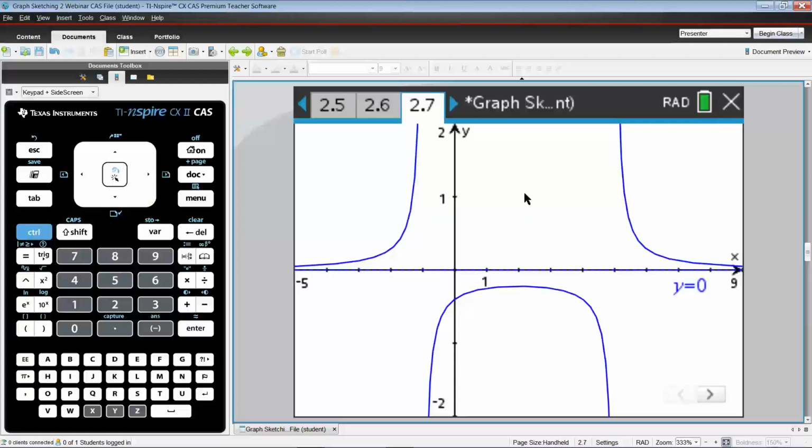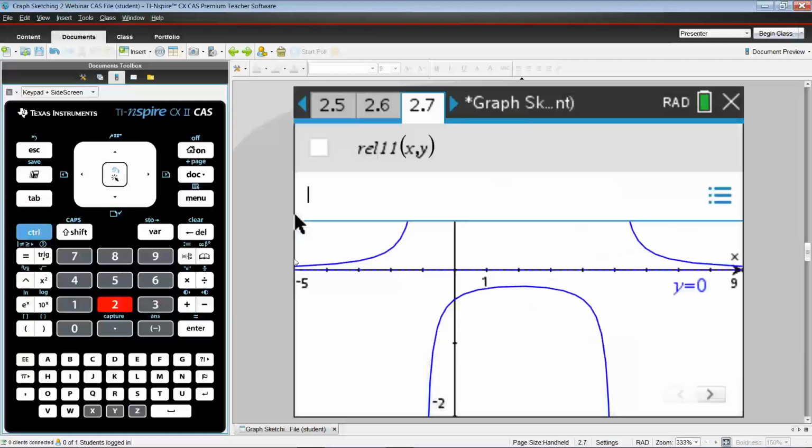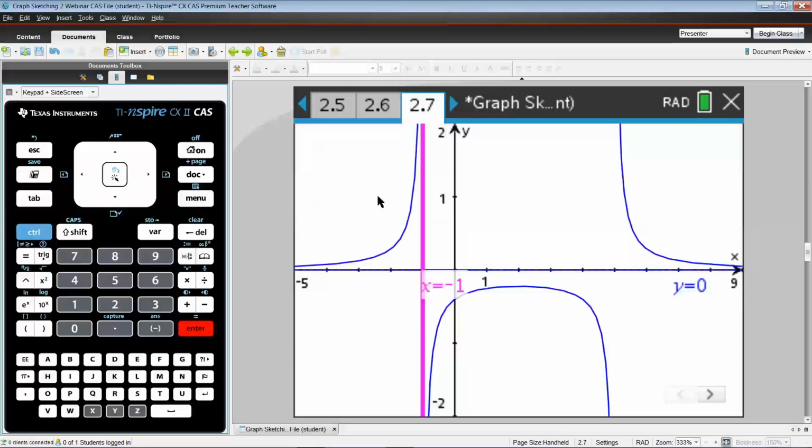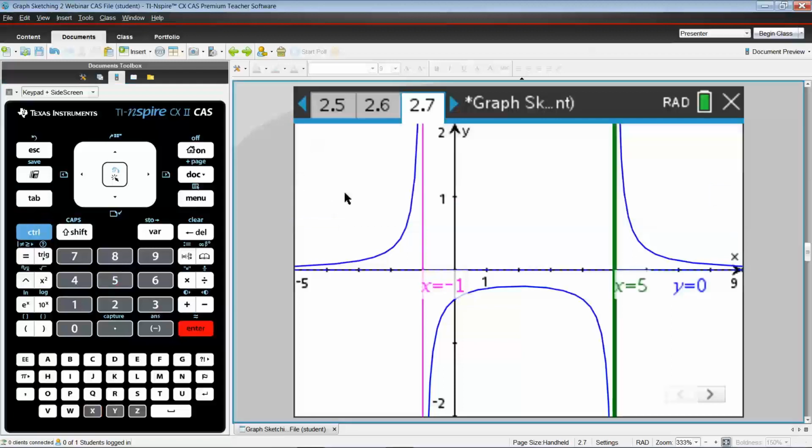This is, of course, the graph of f of x. Now all I want to do is place the asymptotes here. The easiest way to do that is to press Menu, 3 for graph entry edit, and 2 for relation. So I'm going to type in x equals -1, and then press the tab button a couple of times, and then press x, and then type in x equals 5.